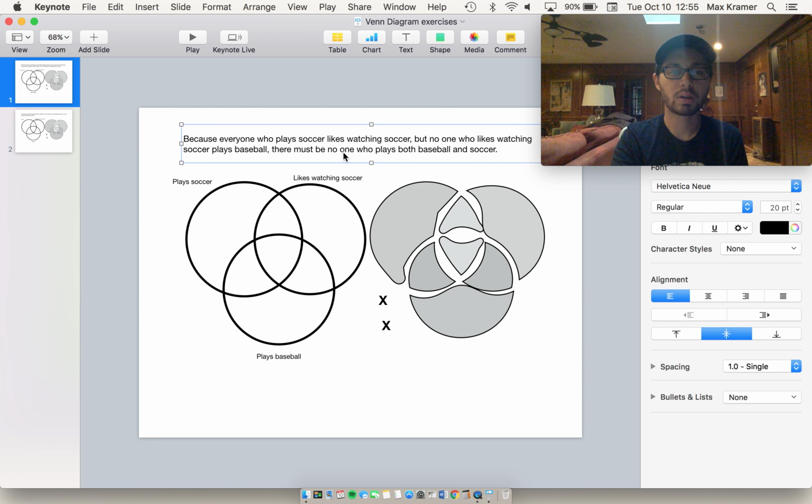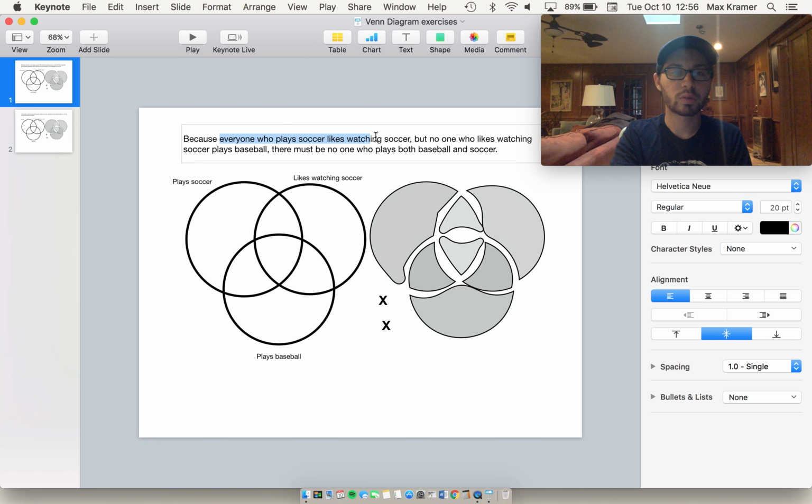So we can tell here that, because it says there must be, that's a pretty good indicator that this is our conclusion. No one plays both baseball and soccer. And this one and this one are two premises. So luckily we have two universal statements here, right? We have everyone who plays soccer and no one who likes watching soccer, so it doesn't really matter what order we go in. So we might as well just start with the first one.